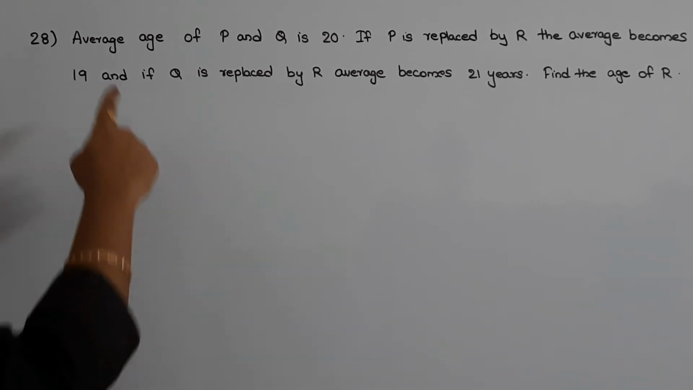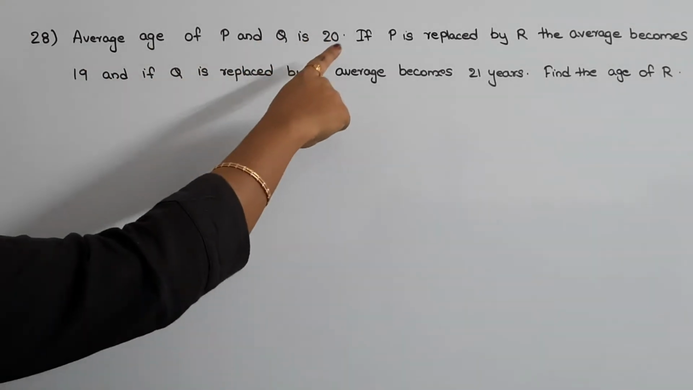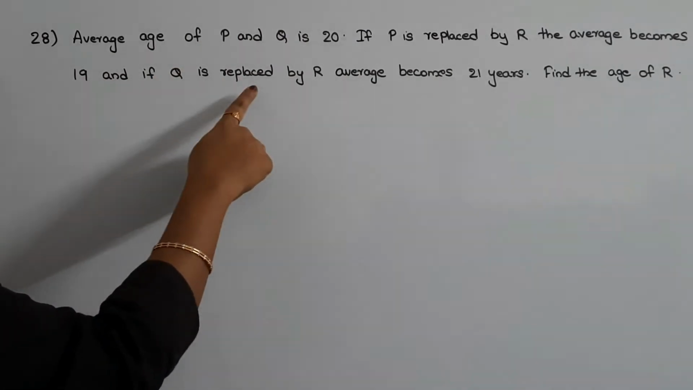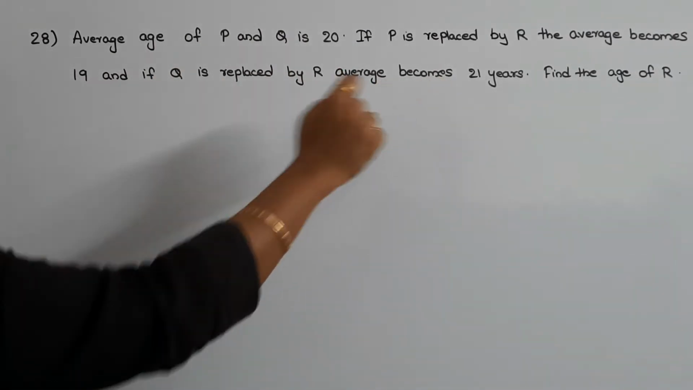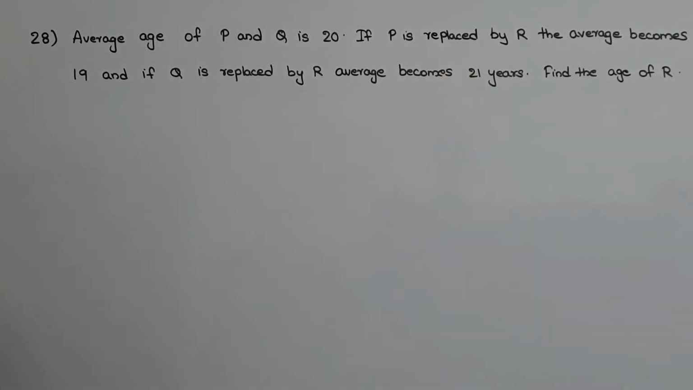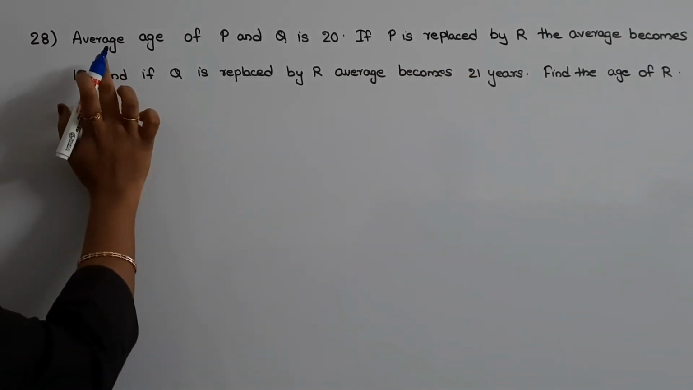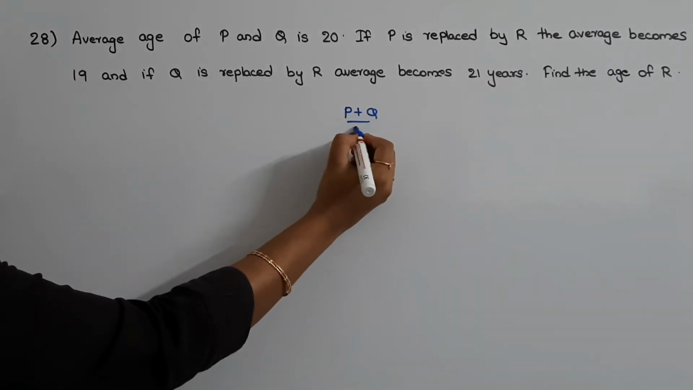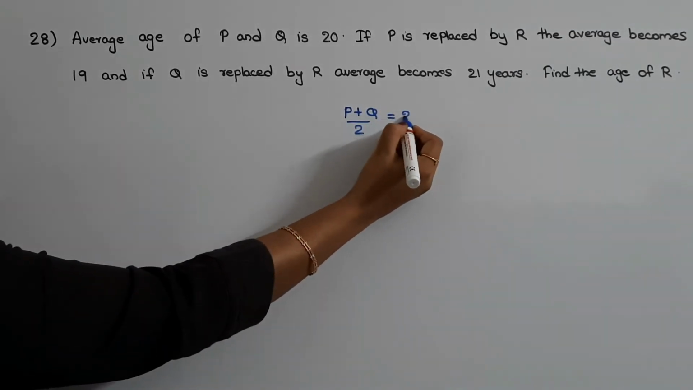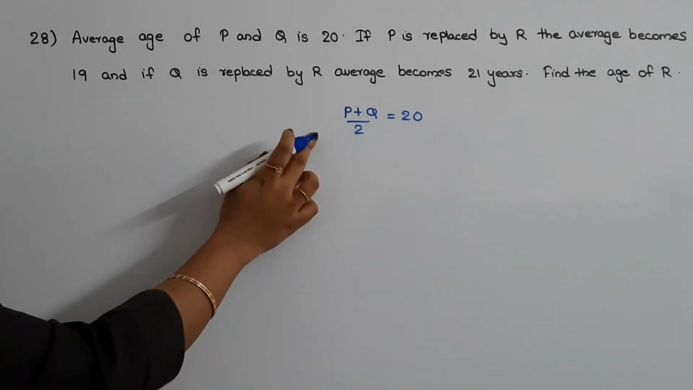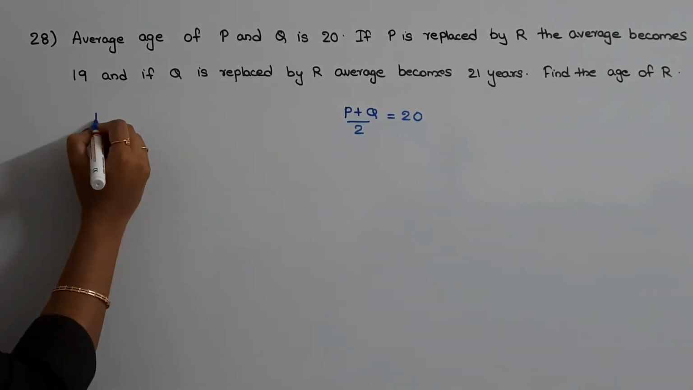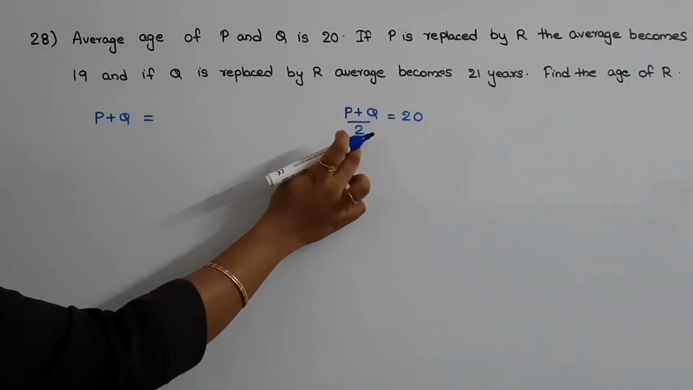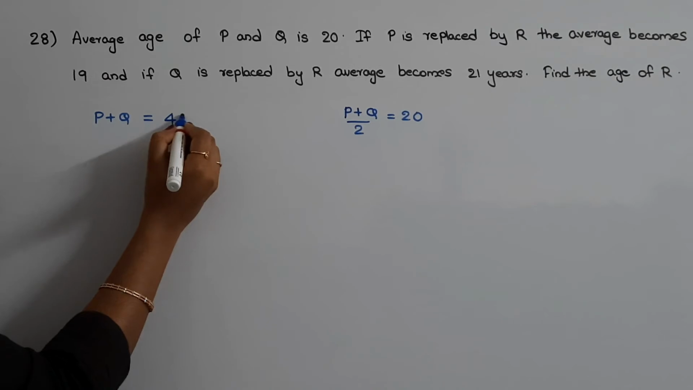The next question is, average age of P and Q is 20. If P is replaced by R, the average becomes 19. And if Q is replaced by R, average becomes 21 years. Find the age of R. So in this question, first they are telling that average age of two persons P and Q is 20. Average means (P plus Q) by 2 is equal to 20. If average is 20, then the sum of the ages of P and Q will be 20 into 2, that is 40.